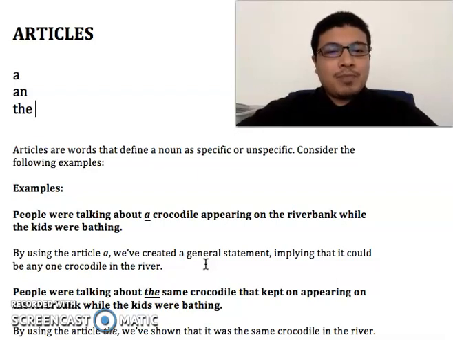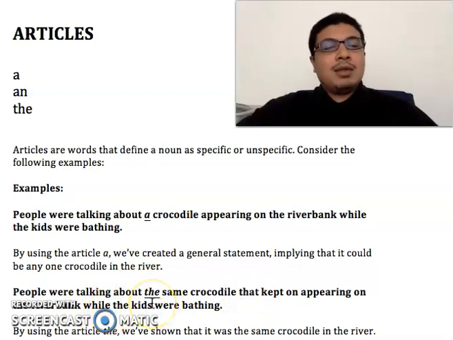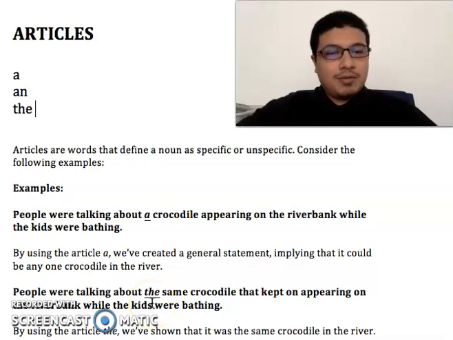But when we say people were talking about the same crocodile that kept on appearing on the riverbank while the kids were bathing, when we say the crocodile is in the river or the crocodile is in the water, we are talking about a specific crocodile that everyone knows. So when we say there is a crocodile in the river, it could be any crocodile, one crocodile, but when we say the crocodile is still in the river, that means we are referring to the crocodile that we know. It could be the crocodile from yesterday or the crocodile from 2 days ago.